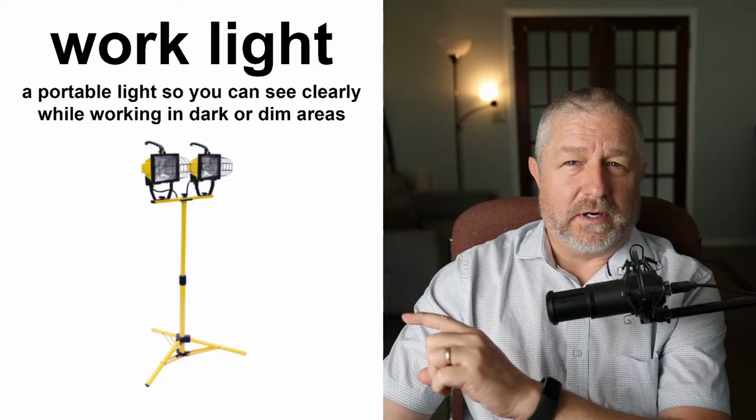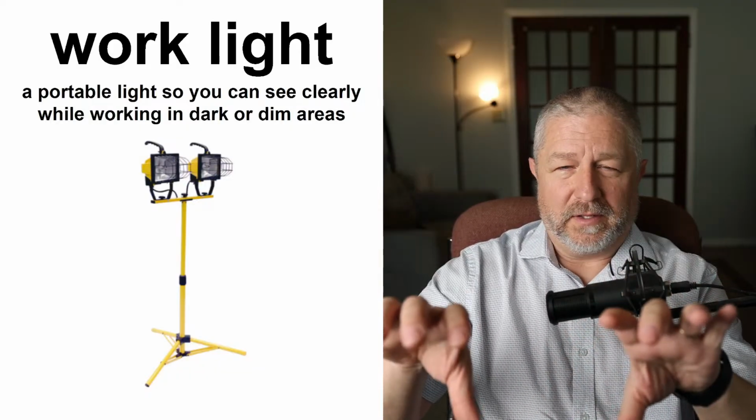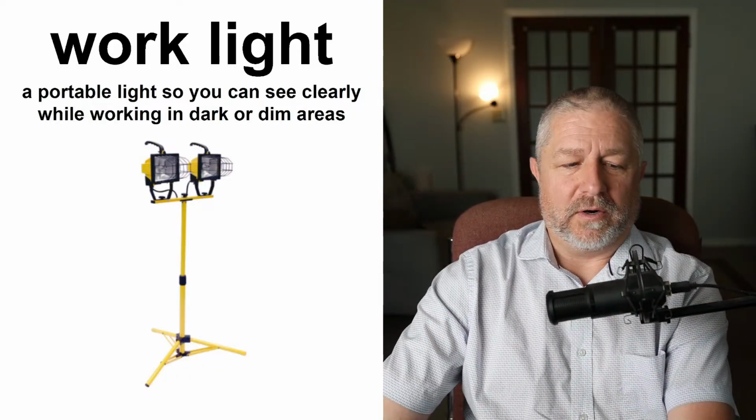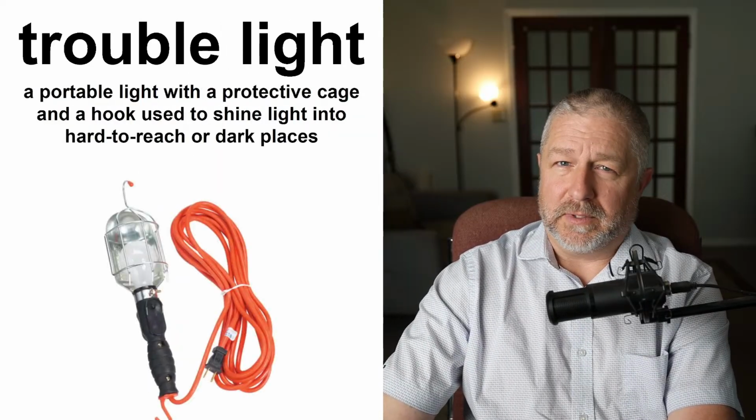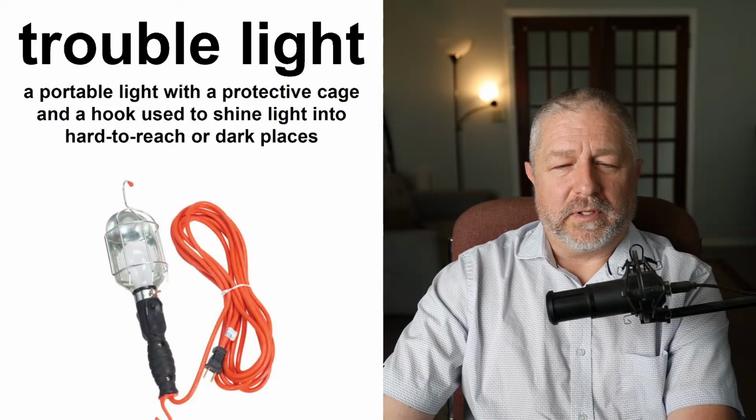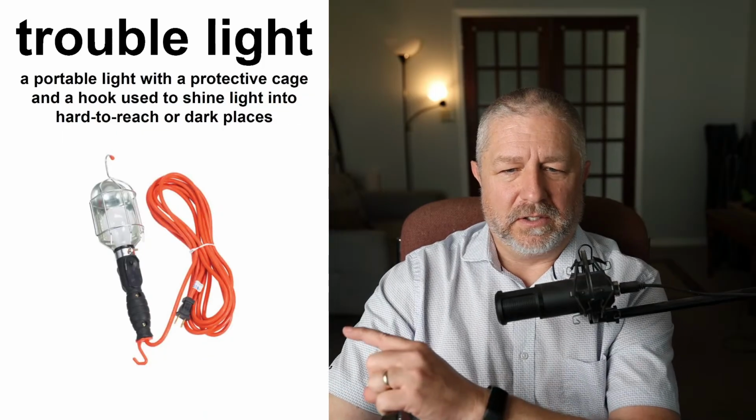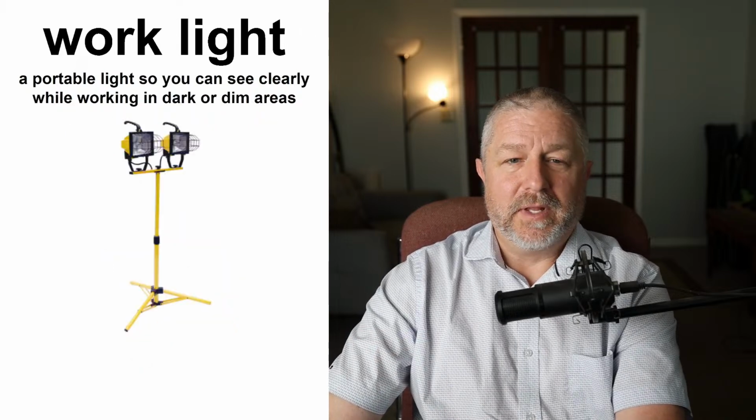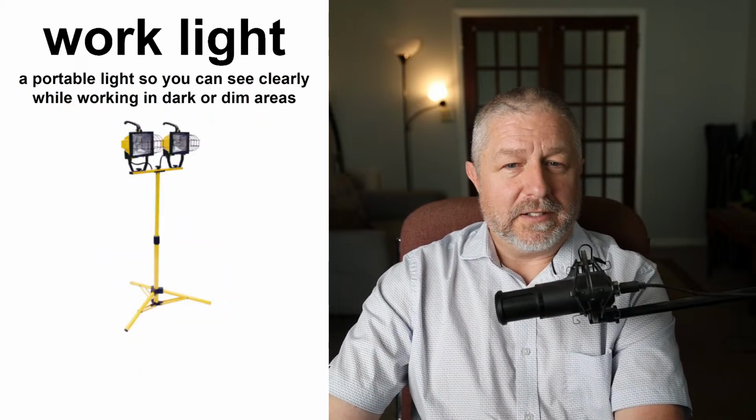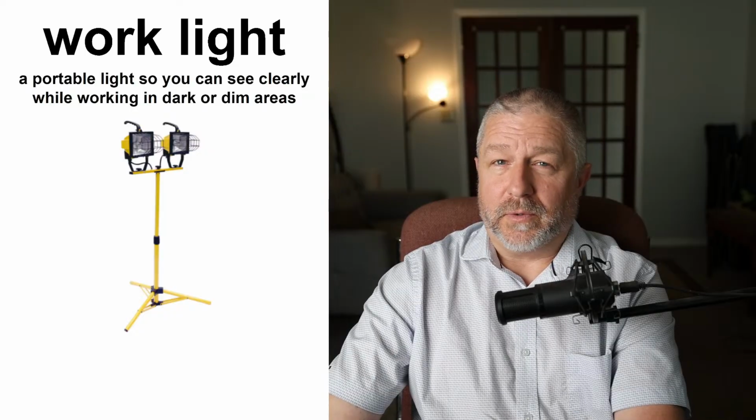If you needed to work on your car, you might point the lights at the spot where you are working so you can see better. A trouble light is then similar, but it's a little more portable and you can hang it. You can see this one has a hook at both ends. That would be really, really handy. So work light, a portable light so you can see clearly while working in dark or dim areas.